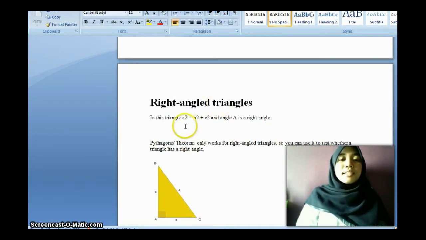Right angle triangle. In this triangle, a squared is equal to b squared plus c squared and angle A is a right angle. Pythagoras theorem only works for right angle triangle. So, we can use it to test whether a triangle is a right triangle.